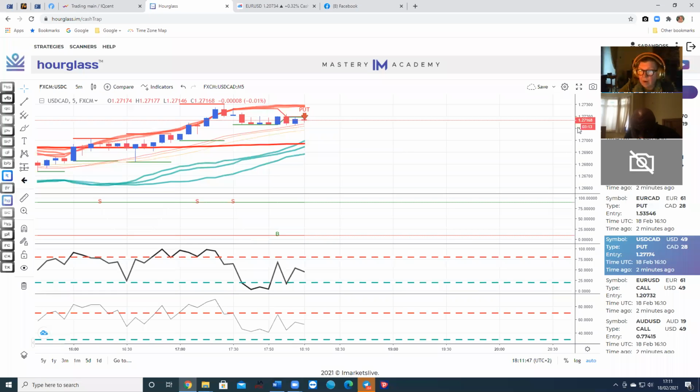So you can see here the clock on the right-hand side beneath the price. We've got 3 minutes left of this. Each one of these is 5 minutes. So we've got 3 minutes left of this. This is on USD CAD. It's called a put. Our payout on USD CAD is 69%. So we've got a few minutes to decide what we want to do.